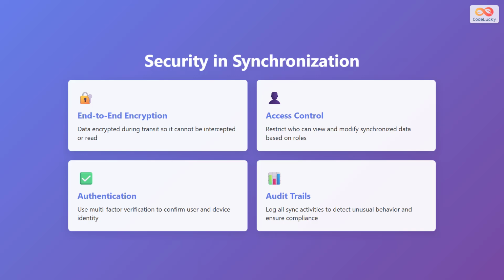The third measure is authentication. Use multi-factor verification to confirm the identity of both the user and the device before allowing synchronization. This prevents unauthorized devices from accessing your data. The fourth measure is audit trails. Keep detailed logs of all synchronization activities. This helps detect unusual behavior and ensures compliance with security regulations. Together, these measures protect your data throughout the synchronization process.